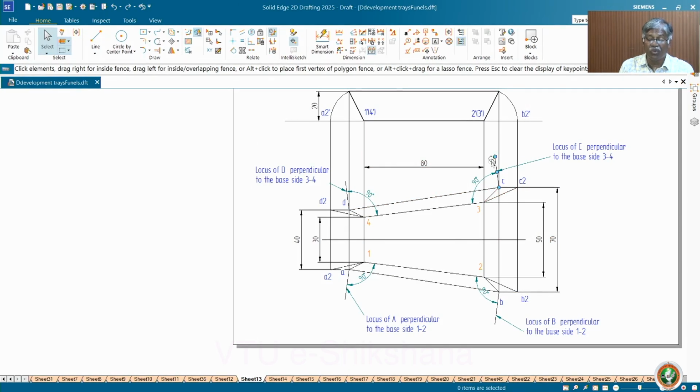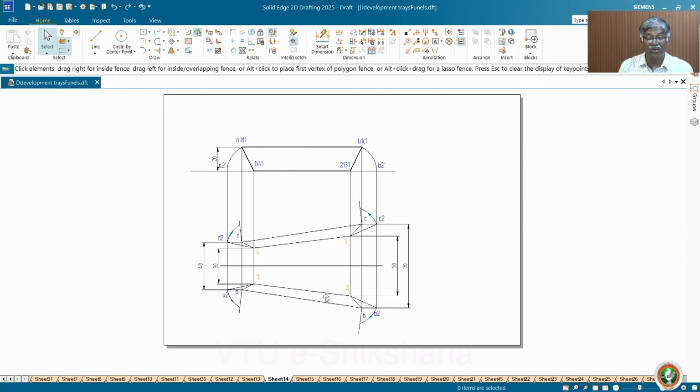After marking this locus perpendicular to it, draw arcs. With 3 as center, C2 as radius, draw the arc, not with C as center. It's a very wrong thing, so don't go for C. C is a dangerous point here. Again for B, with 3 as center, 3C2 as radius, draw the arc. I have seen people who have taken C as center and C2 as radius to draw the arc. No, it is not allowed. You never get the required tray. You will get something else.